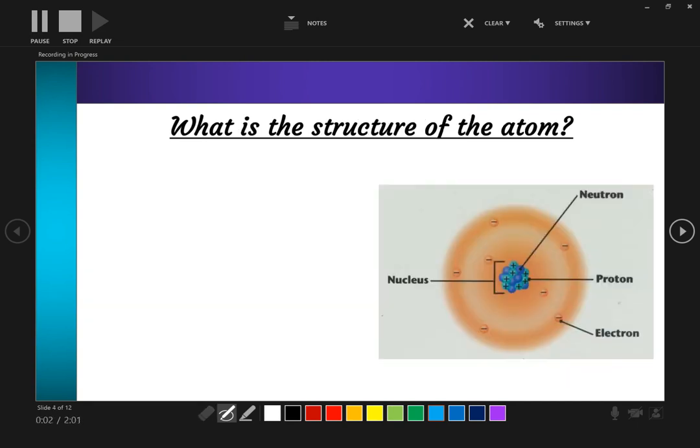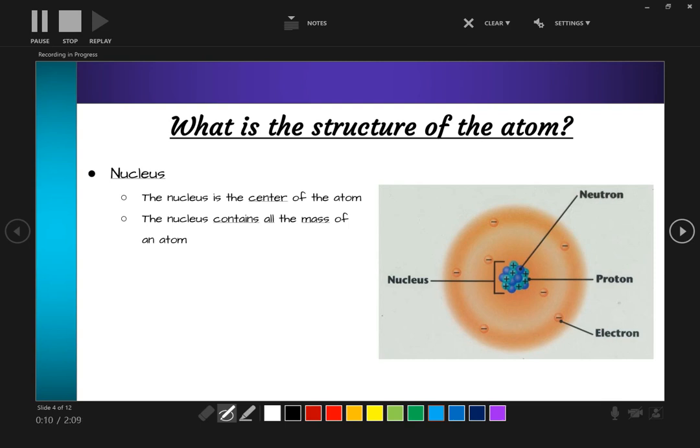What is the structure of the atom? First, we have the nucleus. The nucleus is the center of the atom. The nucleus contains all of the mass of an atom. Protons and neutrons are located in the nucleus. Remember that protons have a mass of 1 and neutrons have a mass of 1. And since they're both in the nucleus, all of the mass of the atom is located in the center of the atom.